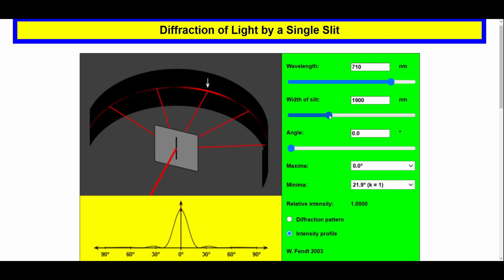See, already we're much wider than the PhET simulation allowed us to go. And these shoulders are starting to turn into other fringes. And that's what we get if we get a bigger and bigger slit. So we're starting to see these different intensities of light.